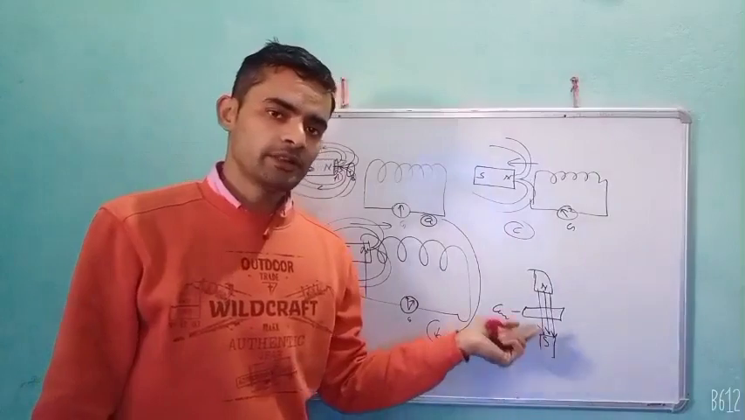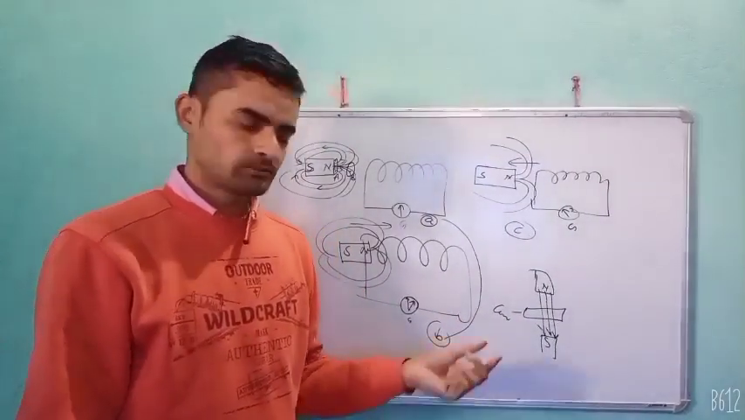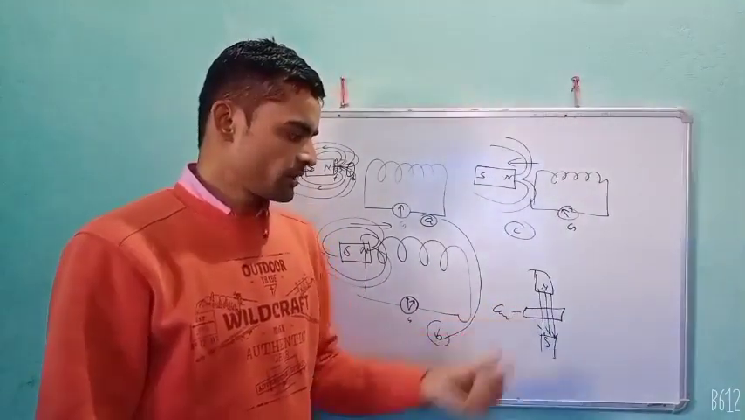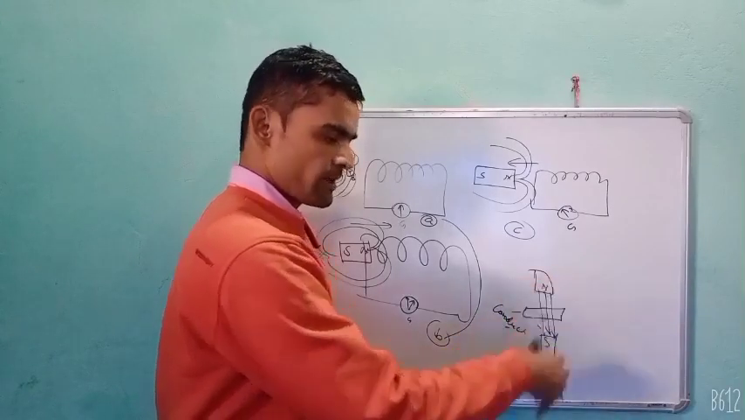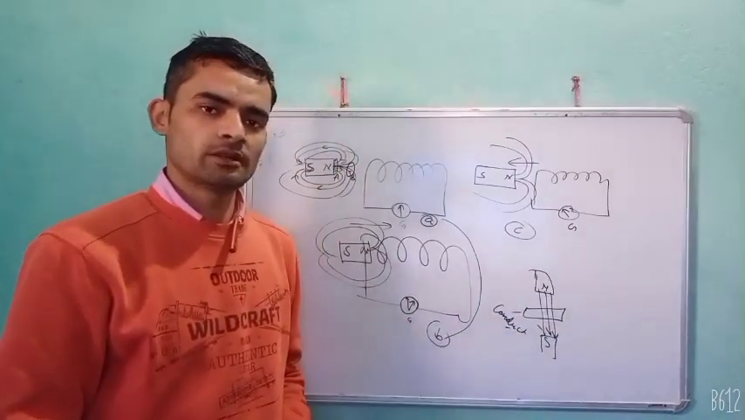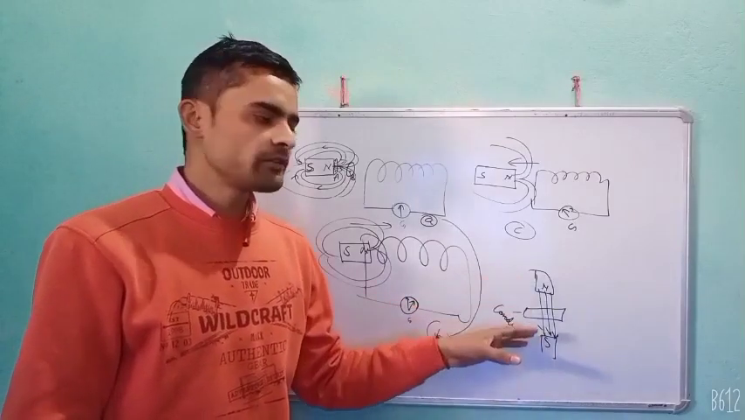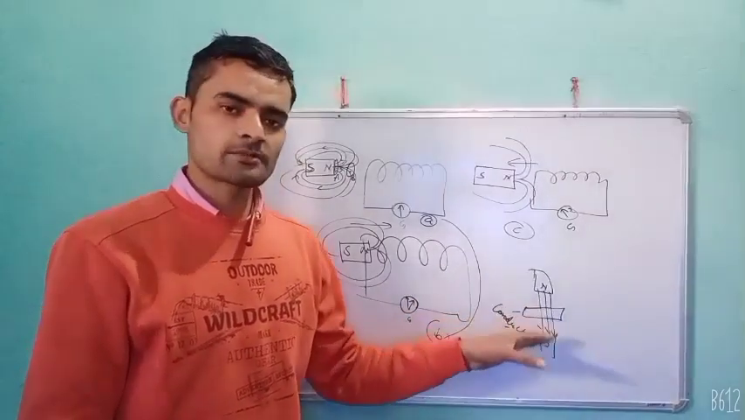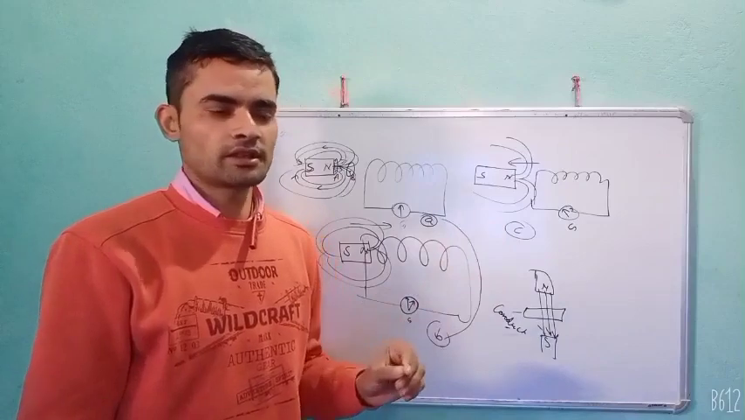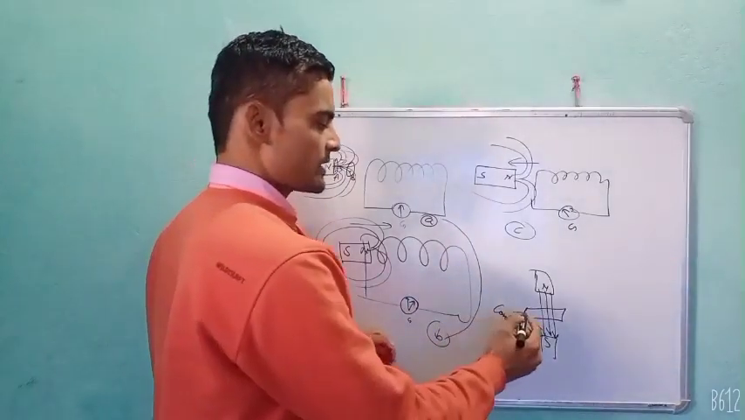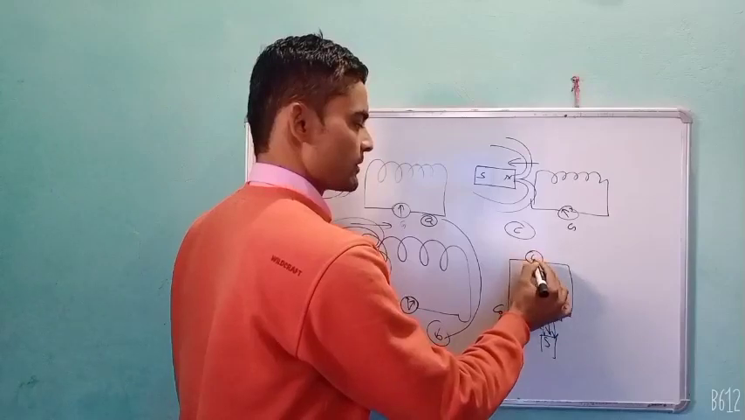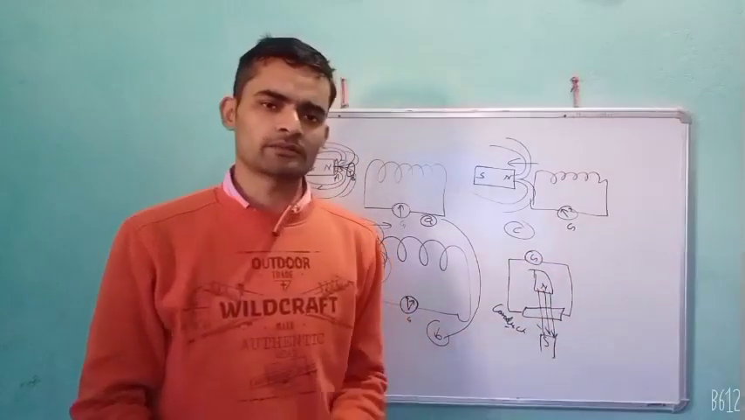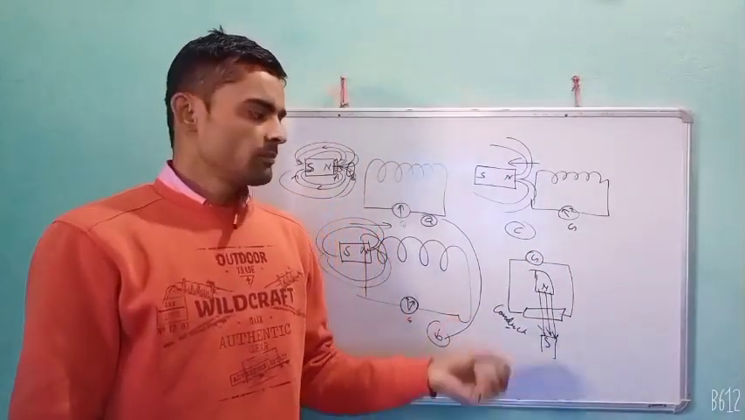The magnetic field in which the conductor is placed remains constant with respect to time. It means the magnetic field in which the conductor is placed is not changing with time, and you can't get any kind of current in the conductor that way. Never.